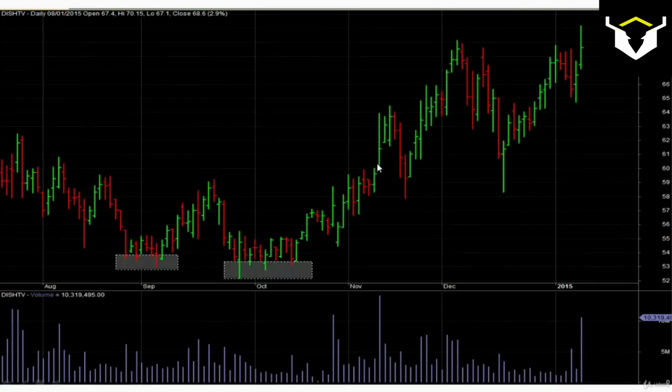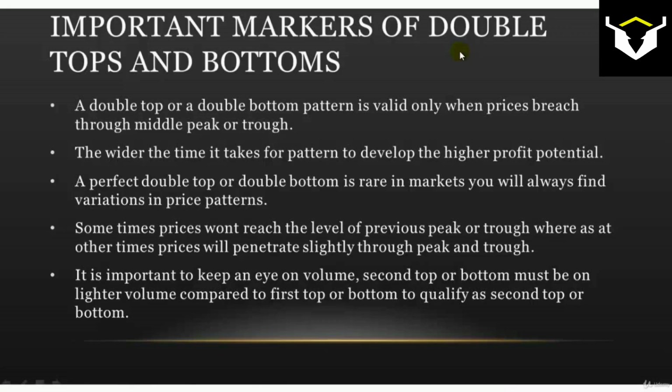Now take a look at this. Breakout is at higher volume and retracement is at significantly lower volume. Prices come back to test its top and reverse and go ahead to make a new high. So it is extremely important to keep an eye on volume, to interpret volume correctly, to understand whether this is a double top or a double bottom pattern.